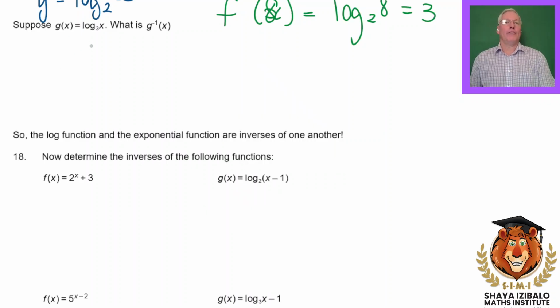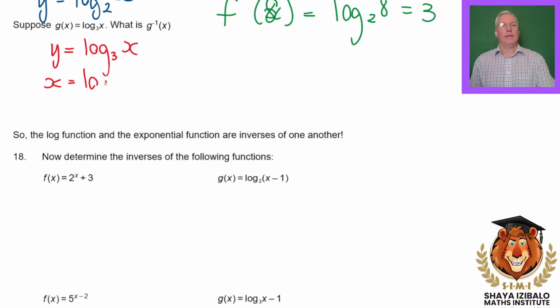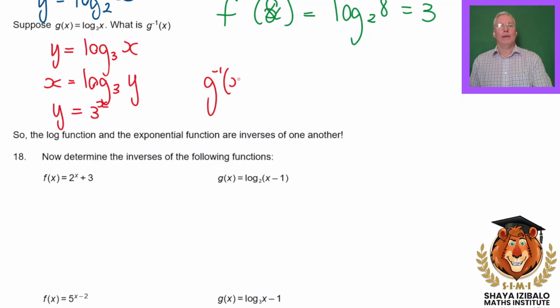Right, let's take a look at this one. g of x equals log base 3 of x. The first thing we're going to do is write it as y equals log base 3 of x. Next, we swap x and y around. This process is the same for all inverses. Now we want to get y on its own, so we take it out of log form back into exponent form. Remember, the base is always the base. So y equals 3 to the x. If our original function was g, then our inverse function is 3 to the x.